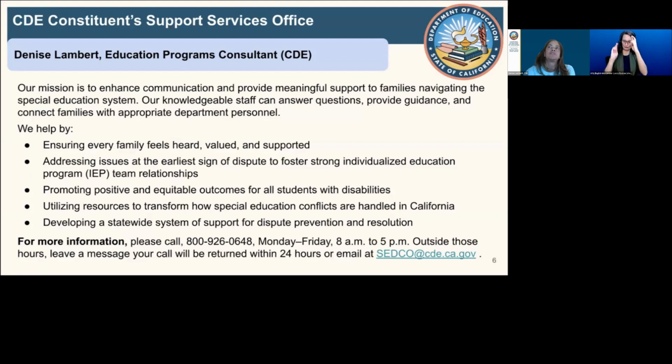Lastly, the Constituent Support Service Office is also helping to lead the development of the statewide system of dispute prevention and resolution. This work includes collaboration with families, local educational agencies, and community partners. Our goal is to transform how special education conflicts are handled in California, shifting from reaction to prevention. And just some final thoughts.